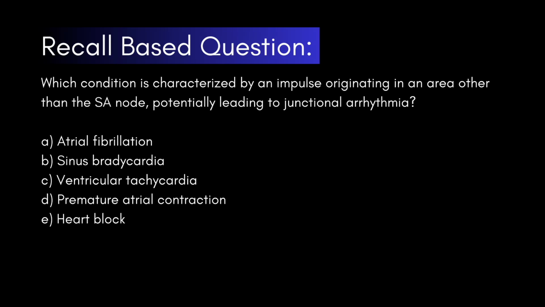Which condition is characterized by an impulse originating in an area other than the SA node, potentially leading to junctional arrhythmia?